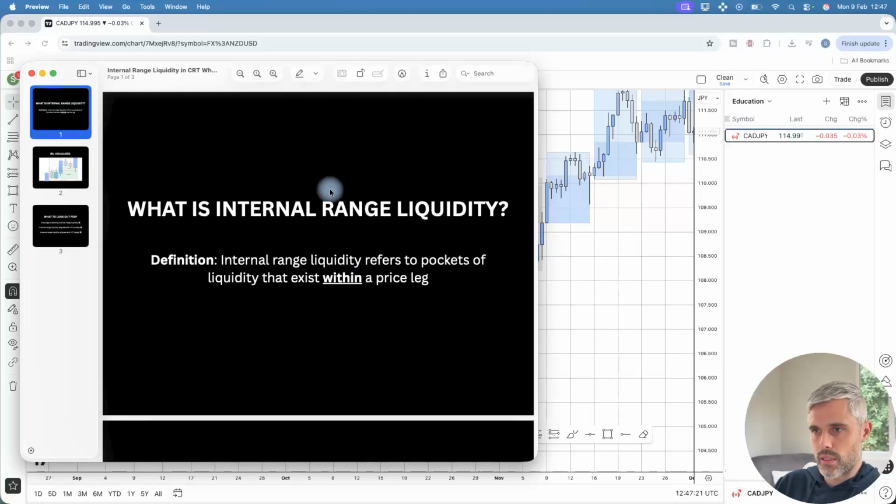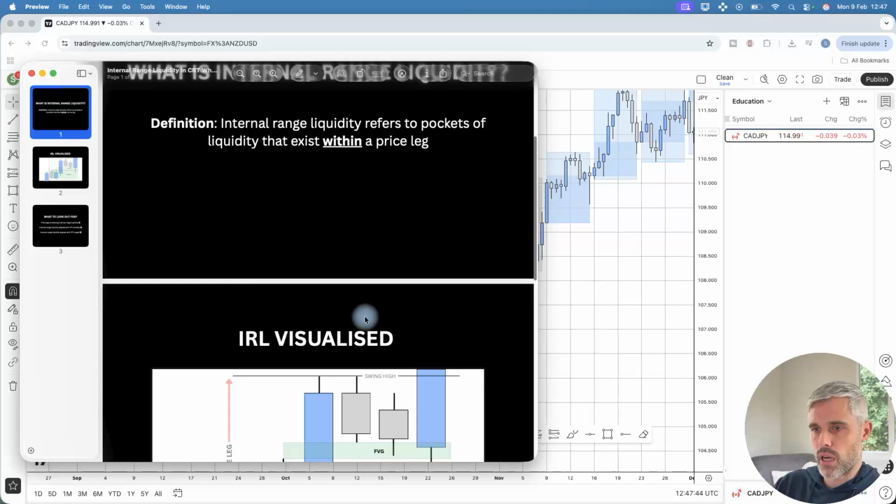So what is internal range liquidity? The definition is that internal range liquidity refers to pockets of liquidity that exist within a price leg. What we want to see is that price respects those pockets of internal range liquidity. They act as our entry points to then see price proceed towards higher time frame targets.